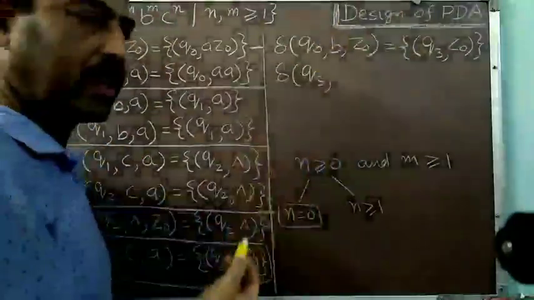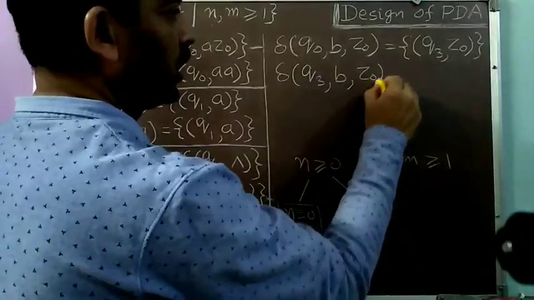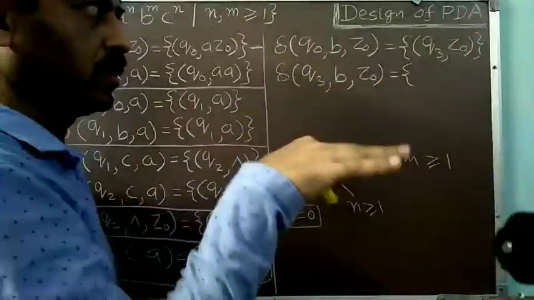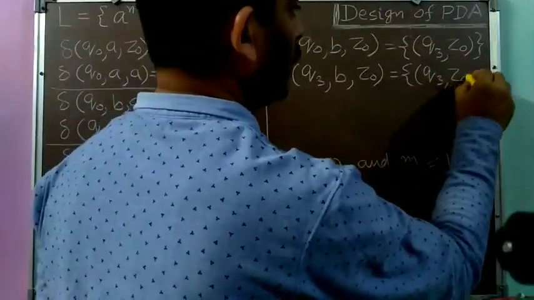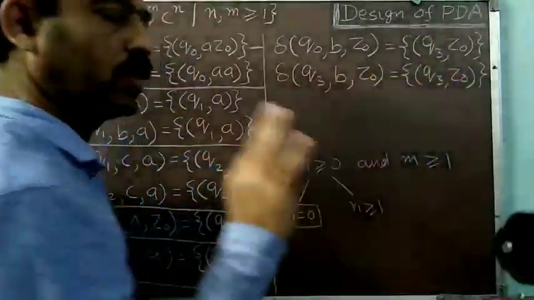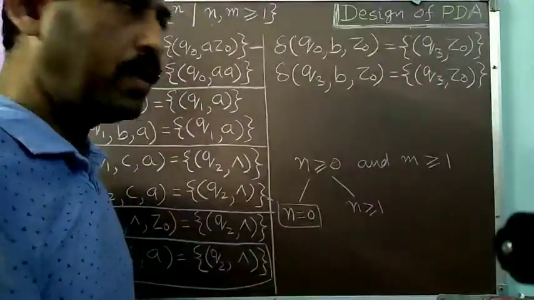I will be receiving further B's, so the situation will be Q3, B, Z0. Again, for this I have to take the same action: I have to maintain the status of the stack, so Q3 and Z0 I will be writing here. I am maintaining the status of the stack, but this time I have not changed the state, because I am performing the same operation which I performed previously.